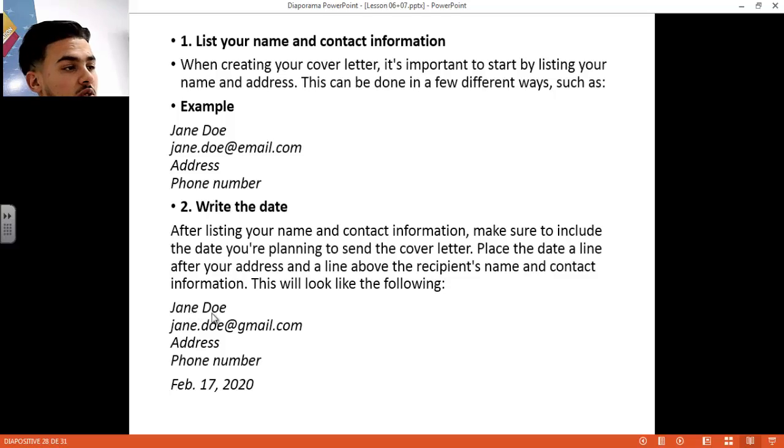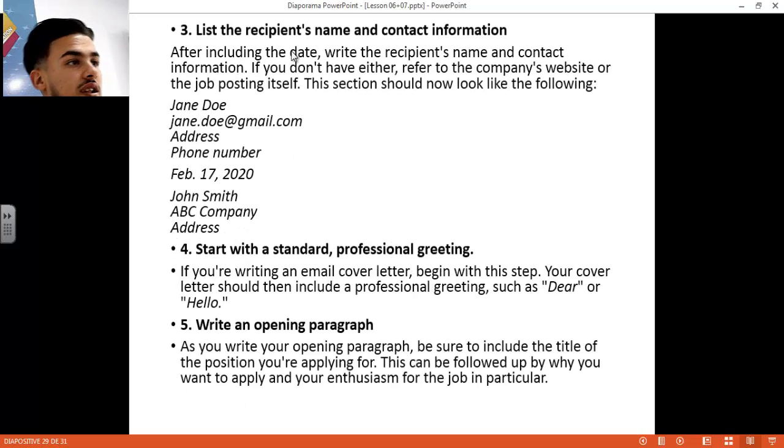As we have mentioned before, the name, the email address, the address, the phone number, then comes the date. Third, list the recipient's name and contact information. After including the date, write the recipient's name and contact information. If you don't have either, refer to the company's website or the job posting itself.